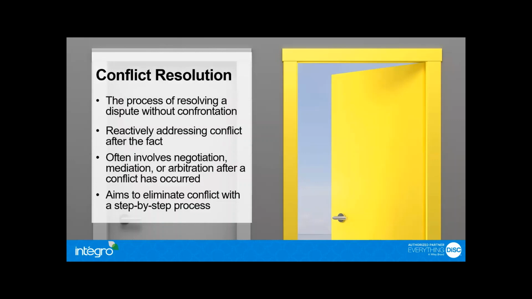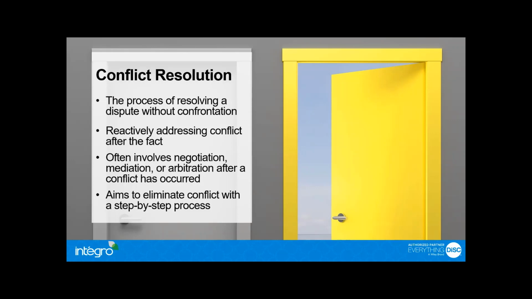It's the process of resolving a dispute without confrontation. So let's get together and resolve it. It's reactively addressing conflict after it's actually happened, and often involves negotiation, mediation, or arbitration after a conflict has occurred. So we get the people together who've had the conflict, and then someone walks them through a process to attempt to resolve it. So it aims to eliminate conflict with a step-by-step process and make it go away.